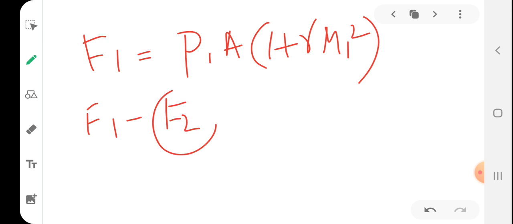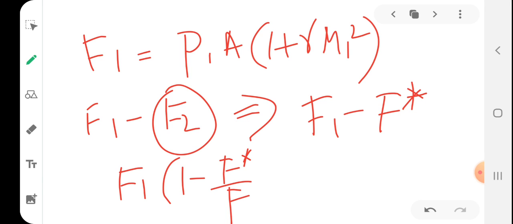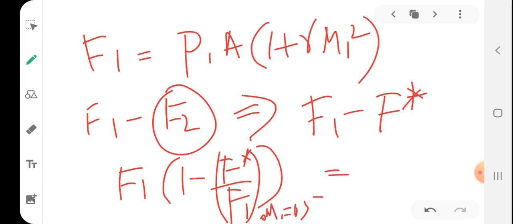But students, the second section is the choked condition. Because the Mach number at the second section is 1, it will be F1 minus F star. F1 minus F star can be written as F1 into 1 minus F star by F1, corresponding to Mach number 0.5, with respect to M1 equal to 0.5.